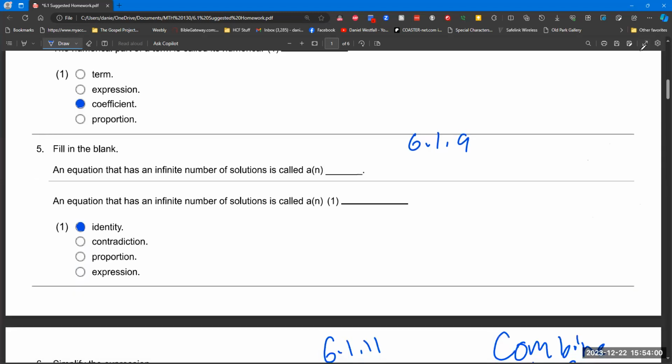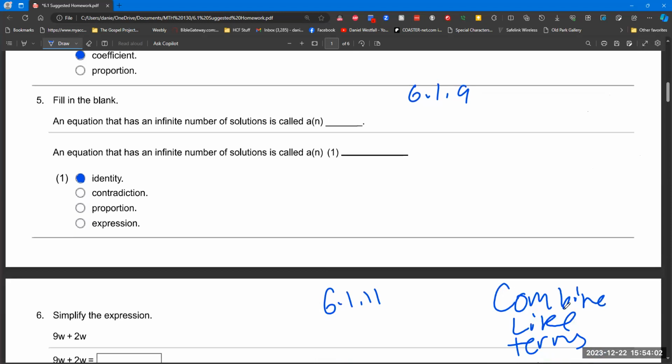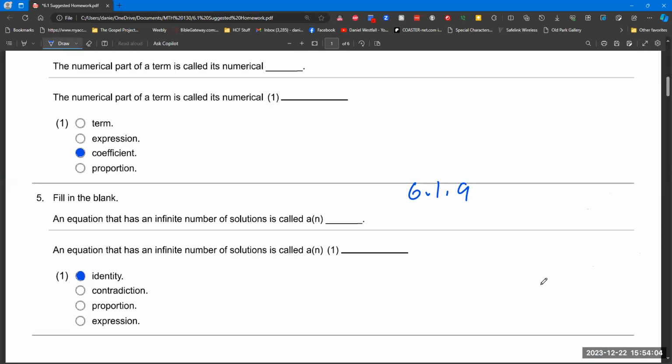Next time that we come back, we are going to talk about how to combine like terms from 6.1 and what like terms are. So I'll see you for the next video.